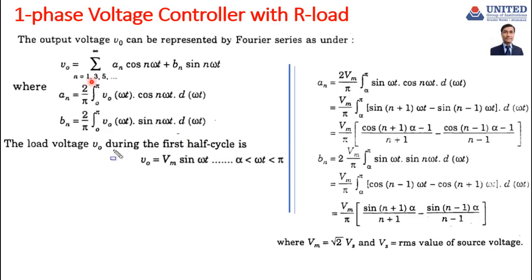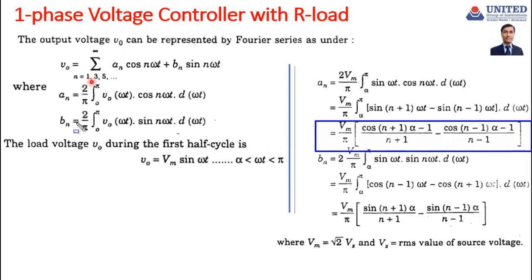The load voltage v0 during the first half cycle will be v0 = Vm sin ωt, when ωt is between α to π. Now an can be calculated by putting v0 here. So an = (2/Vm π) ∫ from α to π of sin ωt cos nωt d(ωt). By solving this, we get an = Vm/π [ (cos(n+1)α − 1)/(n+1) − (cos(n−1)α − 1)/(n−1) ].